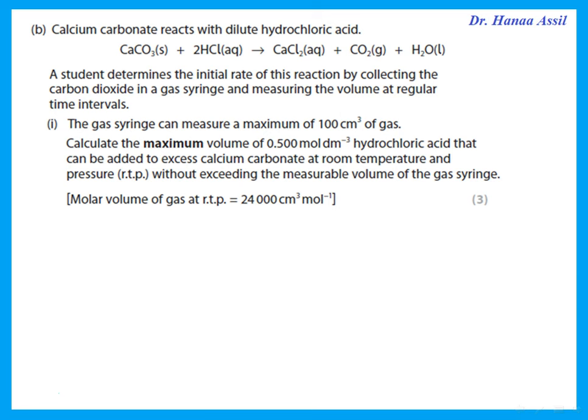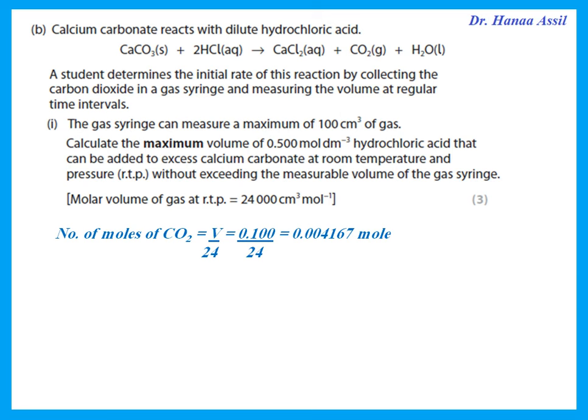Okay, so what we have is 0.5 mole per decimeter cubed of HCl, and he wants to know how much volume will give you a maximum of 100 centimeter cubed of gas. So if the volume of carbon dioxide gas is 100 centimeter cubed, you get the number of moles, divide the 100 by 1,000, of course. Number of moles is volume over 24, or you could say 100 over 24,000. This gives you the number of moles of CO2.